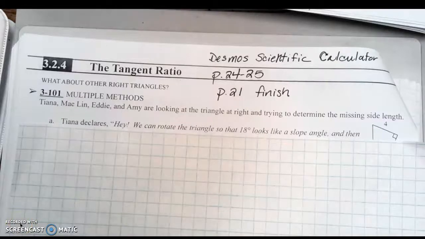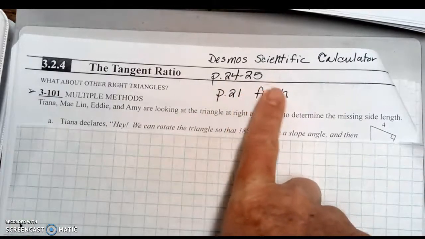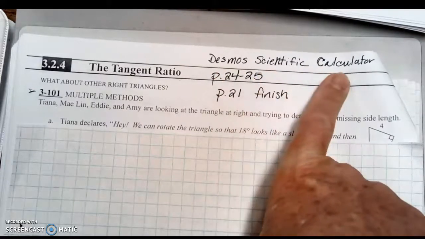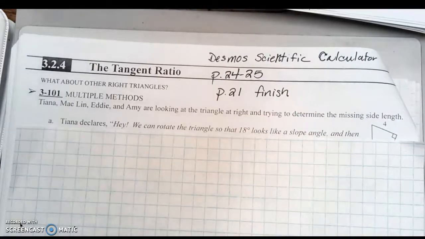2.2.4, which is titled The Tangent Ratio, and it's on pages 24 and 25. Be sure to have open your Desmos Scientific Calculator, and we're going to be answering the question, what about other right triangles?